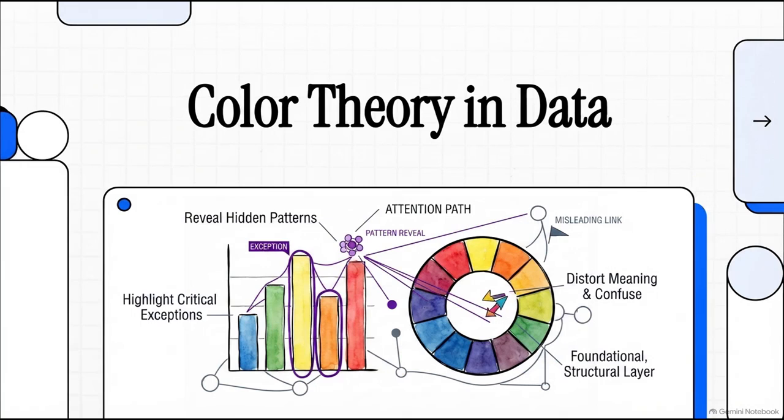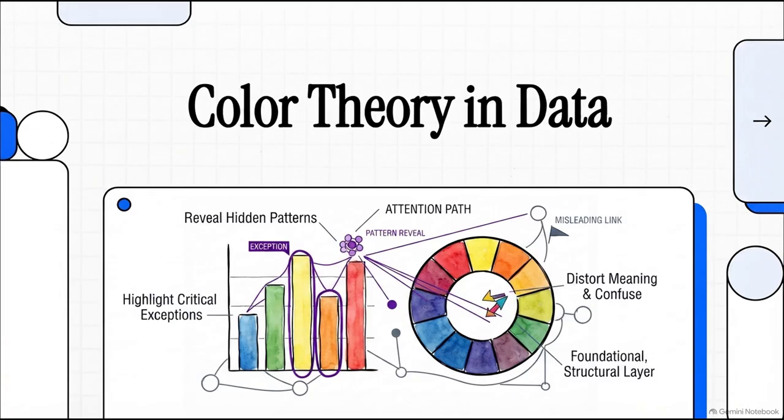Welcome to this explainer. Color is absolutely one of the most powerful tools we have in data visualization. When it's used well, it can instantly reveal hidden patterns, highlight critical exceptions, and direct your attention exactly where it needs to go. But, and this is a big but, if we don't use it carefully, color can just as easily distort meaning and totally confuse the audience.